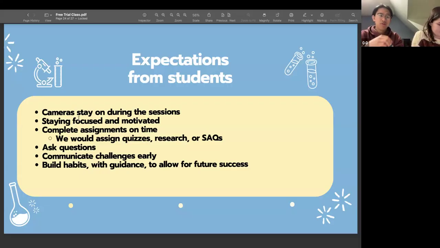Also obviously hopefully you guys can stay focused and motivated, that our classes are interesting, and to just pay attention to content because you have to put the mahi in to get the treats, right? And in terms of putting the mahi in, we would hope for you to complete your assignments on time, which we would assign on a regular basis in a variety of different flavors. There could be quizzes, mostly multi-choice, research projects, especially specifically endometriosis and how it works, and SAQs, which is short answer questions.